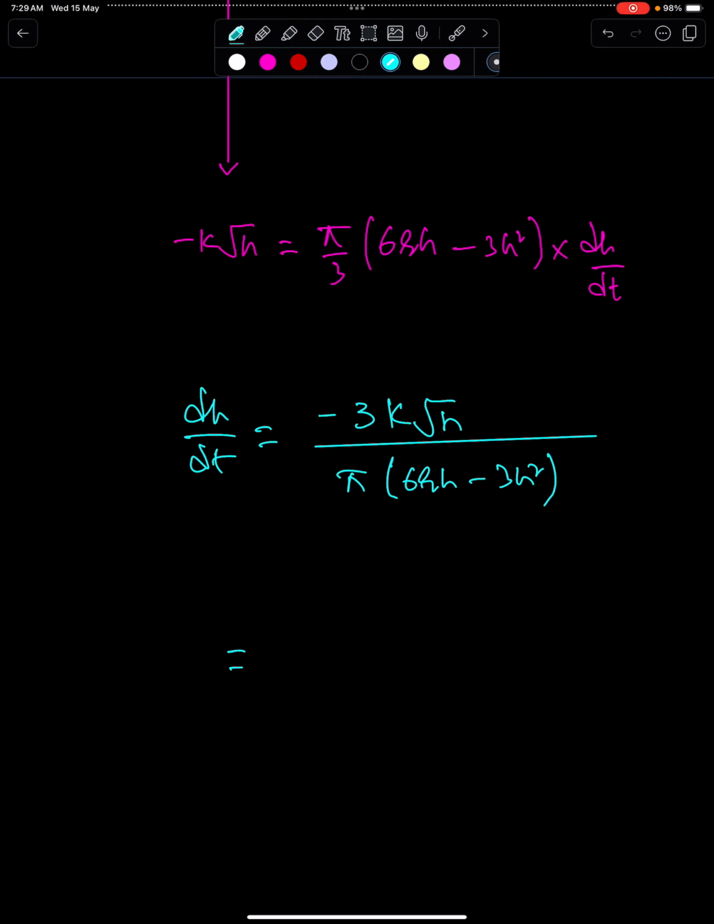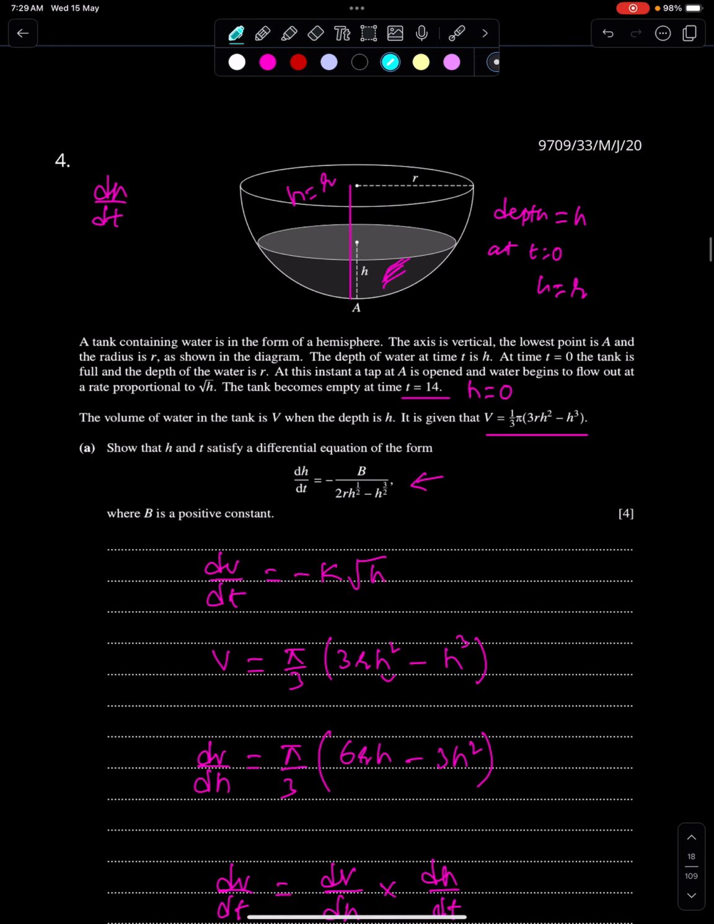Now we need to simplify h. So minus 3k upon pi is a constant. We can take 3 common as well from denominator with h. So we have 3 pi h, and inside bracket we have 2r minus h. Fine.